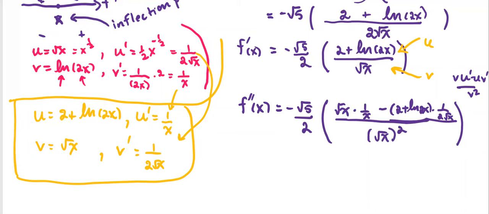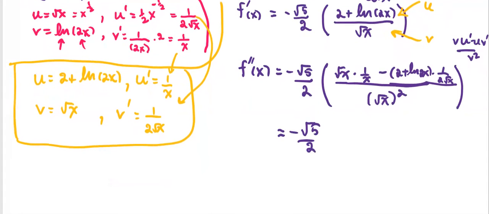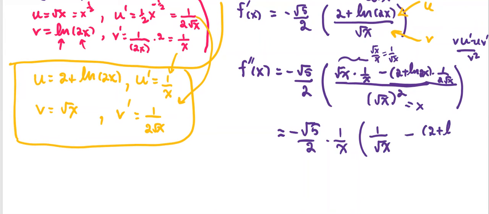Next, simplify. We have negative square root 5 over 2, nothing to do with that. And the denominator, square root and square, that becomes x. I'm going to take it out my way to be 1 over x out here. Okay, same technique: divide means you multiply by the reciprocal. So then the numerator, this part, square root x over x, is the same as 1 over square root x. I'm going to write it as 1 over square root x subtracted by the quantity 2 plus natural log of 2x divided by 2 square root x.